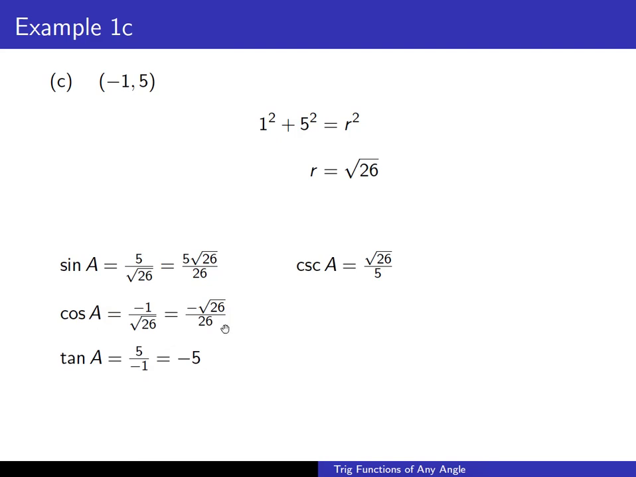The reciprocal of cosine is secant, so we can take r over x, or the reciprocal of what we started with. We get square root of 26 divided by negative 1, which is negative square root of 26. And finally, the cotangent, x over y, is negative 1 over 5, which is the reciprocal of tangent.